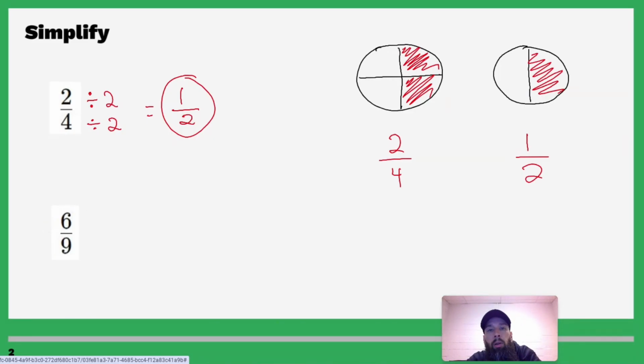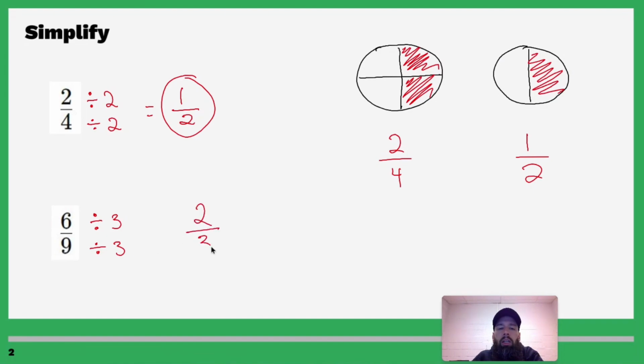Take a look at 6/9. Is there a number that I can divide from both 6 and 9? Well, I can't divide by 2, but I can divide by 3. So let's divide the numerator and the denominator both by 3. 6 divided by 3 is 2. 9 divided by 3 is 3. Can you go any further? No, we're done.